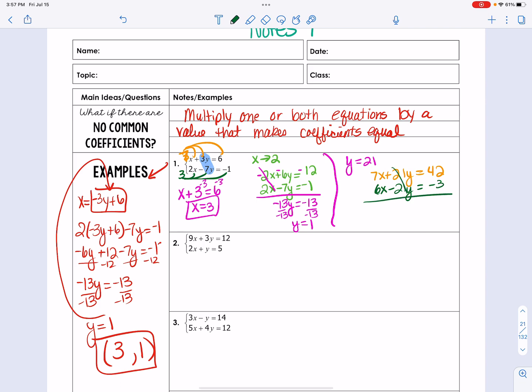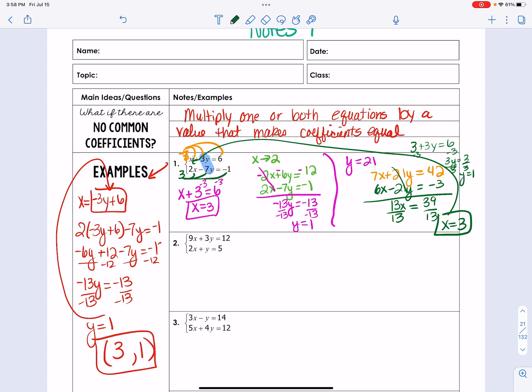Okay, now the 21s cancel and I get 13x equals 39. Divide by 13, divide by 13, and x equals 3, which if I look, isn't that what I've been getting? And then I take that 3 and I substitute it into anywhere. So if I put the 3 in there, I would have 3 plus 3y equals 6. I would minus the 3 and get 3y equals 3, divide by 3 and get 1. So y equals 1. So I got the same answer.